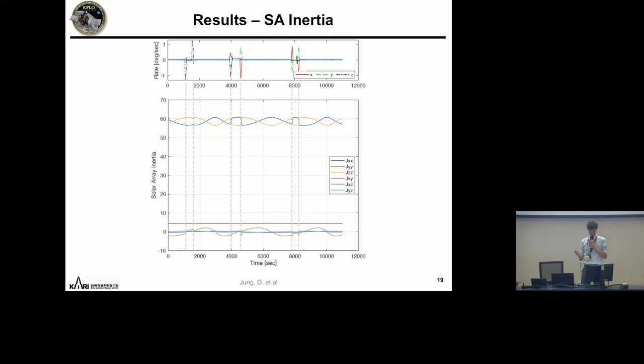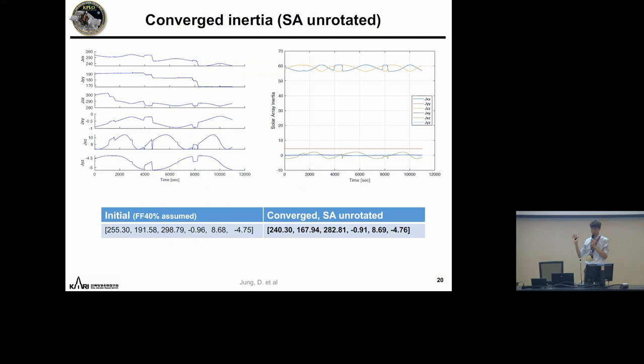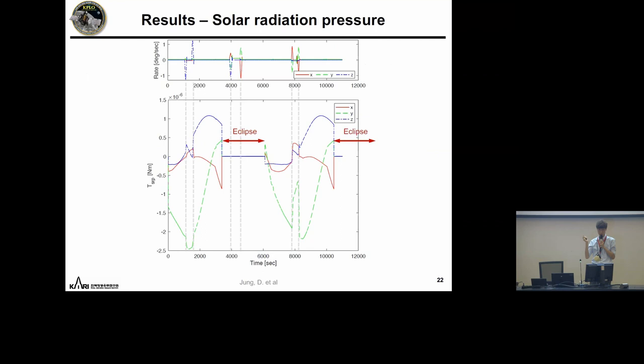I can subtract those values out and compare them with the moment of inertia that we measured on the ground before launch, which we only did for certain fill fractions of the propellant tank. We started with 40%, and the converged value is slightly lower than that, indicating that we have a little less than 40% fuel left. It's pretty close. The off-diagonal terms are nearly the same. So the method works. And then we look at the solar radiation pressure during eclipse.